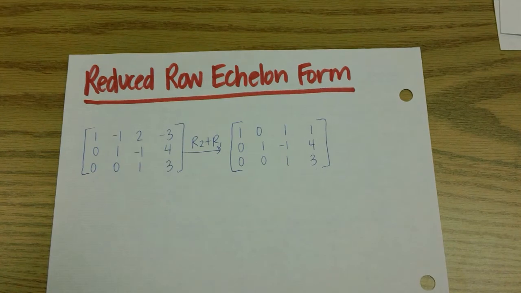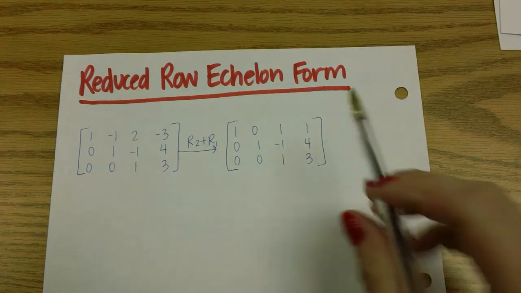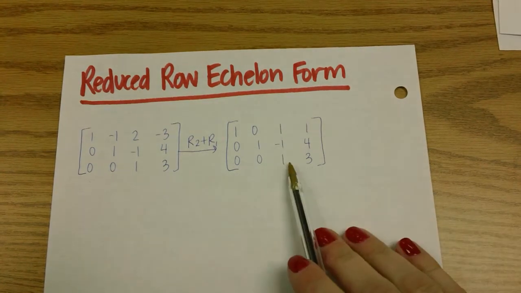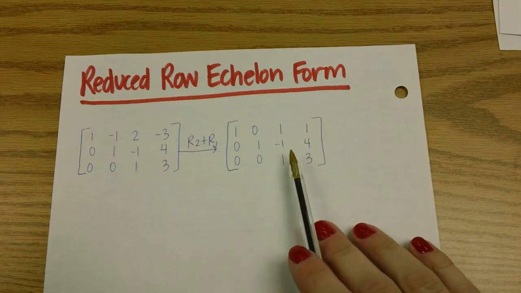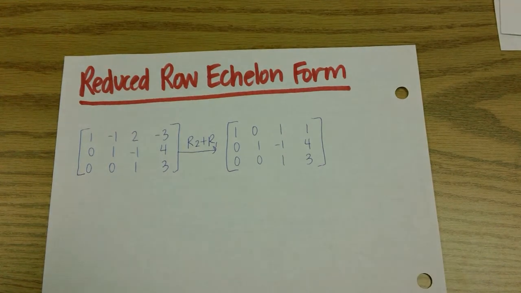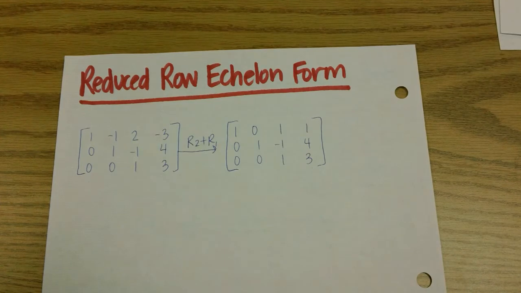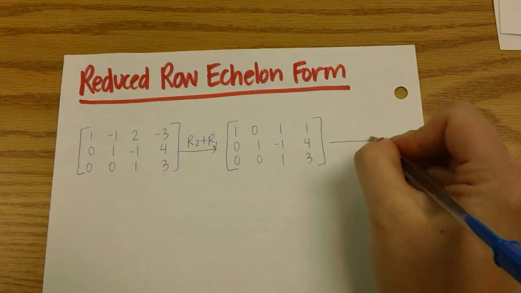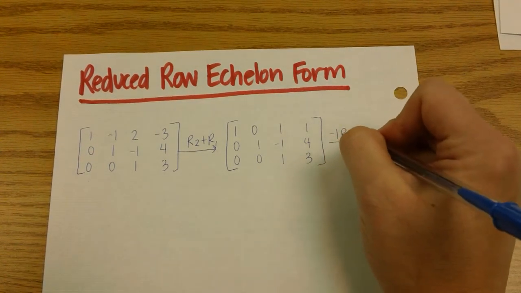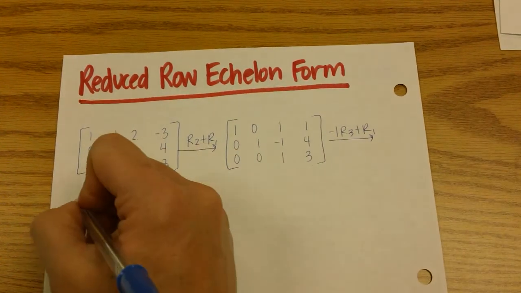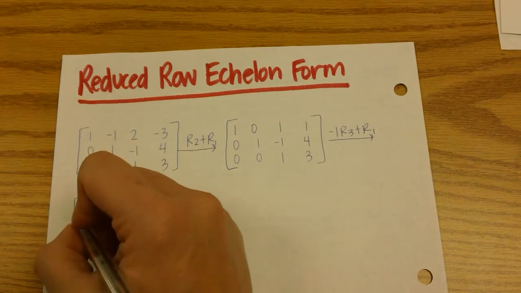Okay, so now we're a little bit closer on our way. Now we want to make this 1 here in the first row a 0 as well. What we can do is add, and you could do this a couple different ways, but what I did was take negative 1 times our row 3 and added that to row 1.